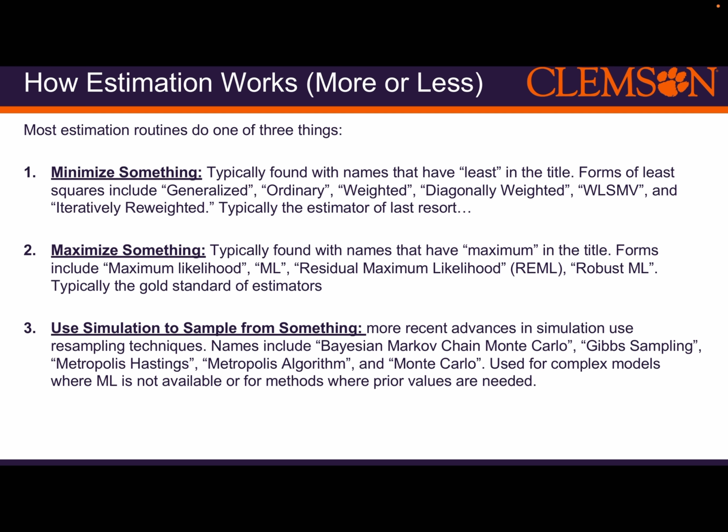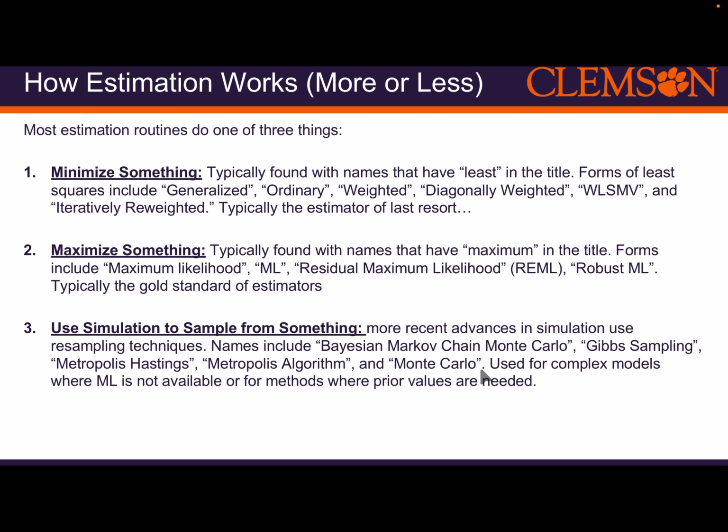Finally, you might see other uses of estimation. We might use simulation to sample from something, right? In more recent advances in simulation use resampling techniques. Sometimes we call this Bayesian Markov chain Monte Carlo. You may have heard Gibbs sampling. You may hear Metropolis Hastings. You may hear the Metropolis algorithm. You may hear Hamiltonian Monte Carlo. That's a newer one. You may just hear Monte Carlo, depending on which type of science you're in. If you're in the hard sciences, Monte Carlo shows up.